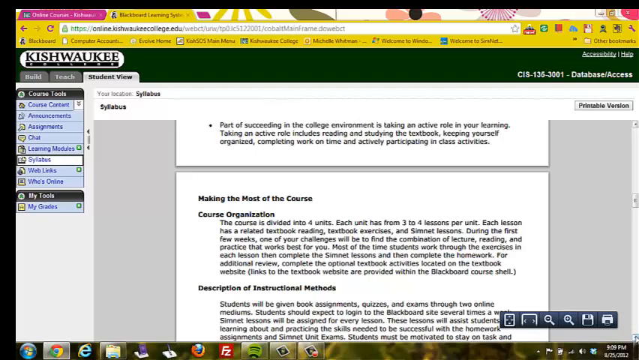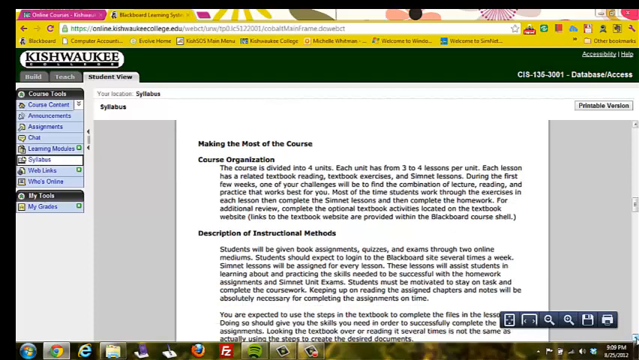One of the things here is we have 4 units in this book, and we have about 3 to 4 lessons per unit, and each has a reading that you're going to do, then some textbook exercises, then some SimNet lessons. And so the first week you're going to want to make sure that you figure out what works best for you. Is it best to watch the lecture, then do the reading, and then do the practice? Or is it better to do the reading and then watch my lecture and then do the practice? So just practice the first couple of weeks, but you are going to want to get yourself into a pattern and leave yourself enough time to get your work done.